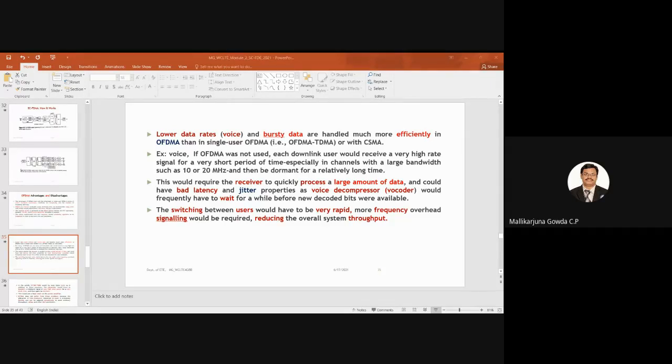So this requires the receivers to quickly process a large amount of data and will have bad latency as well as jitter properties, like the voice decompressor. It would frequently have to wait a while before new decoded bits were available. So that is one drawback. If I use a low data rate application for this OFDM TDMA, then switching between users would have to be very rapid. More frequent overhead signaling would be required, reducing the overall system throughput. That is another disadvantage.